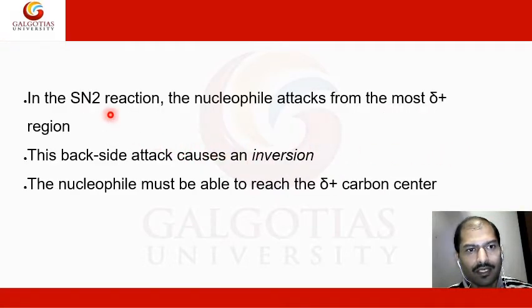Now in SN2 reactions, the nucleophile attacks the delta carbon, and this is mostly a backside attack. It causes an inversion of the actual molecule, so it is inverted. The nucleophile must be able to reach the delta carbon center. That is the condition. If there is a group which hinders the nucleophile from reaching, then this possibility will be lower.